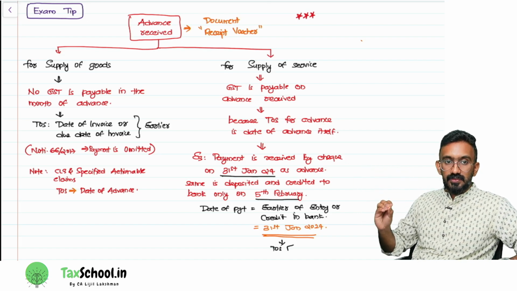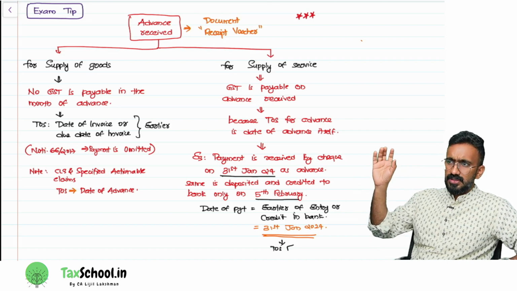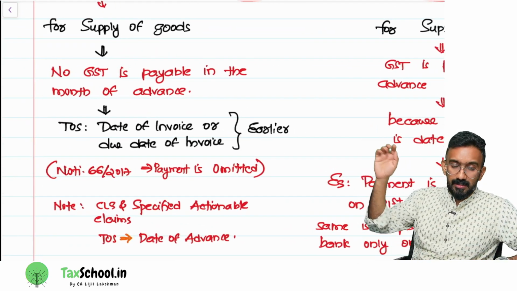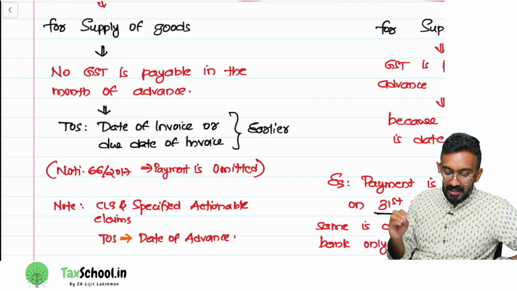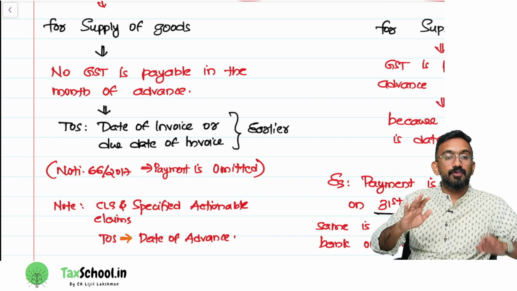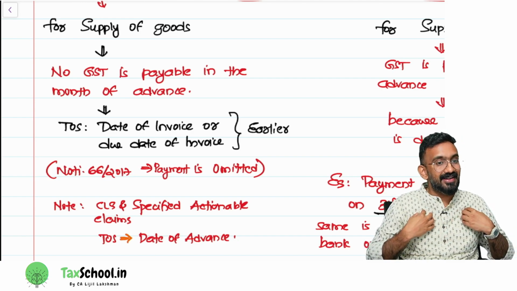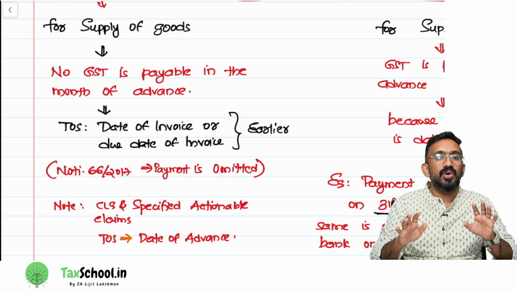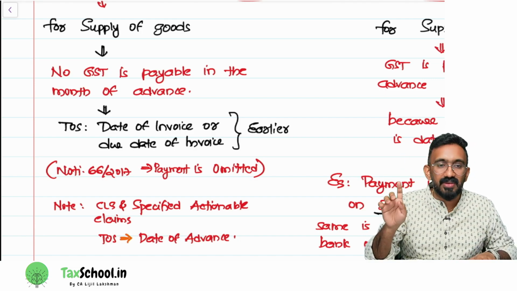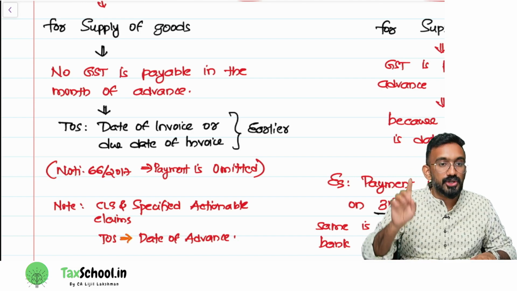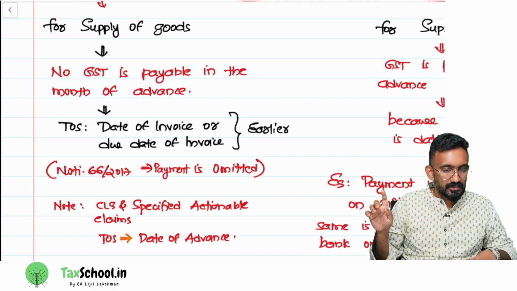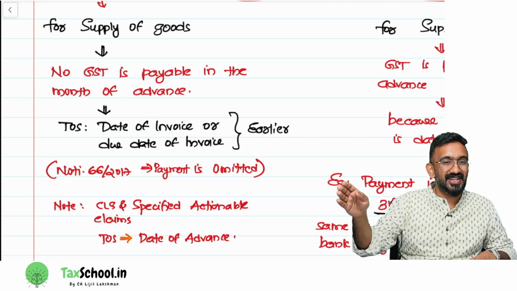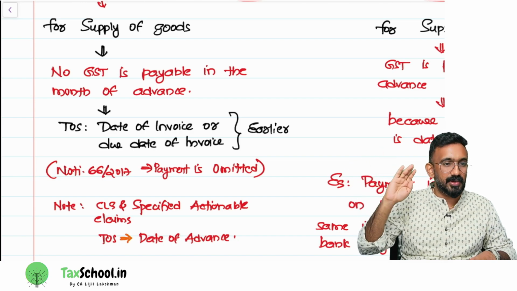In case of supply of goods, you receive an advance. No GST payable in the month of advance because date of receipt of payment is omitted. So for goods, I'm a supplier, I'm a trader, I'm a manufacturer. If I receive advance, should I pay GST on the advance? No. When will I pay GST? Only in the month in which I issue invoice or due date of invoice has happened.